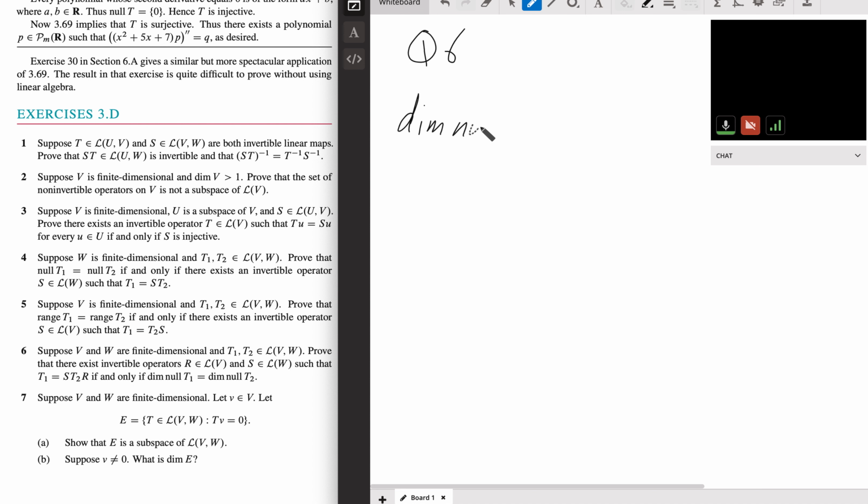And in fact, you want to go the other way around as well. Otherwise, it's not the whole problem, right? So let's say the dimension of the null space of T1 is equal to the dimension of the null space of T2. But in fact, they might have different bases that lead to such a null space, right?